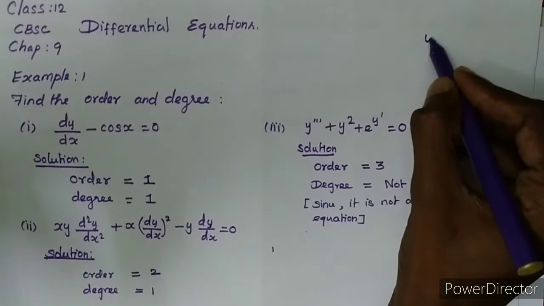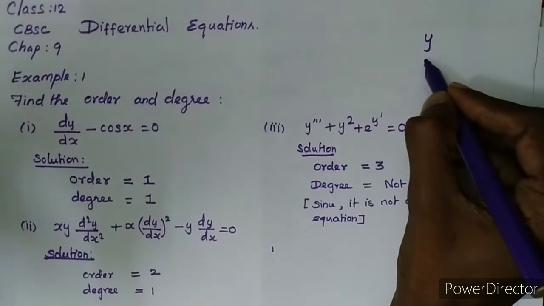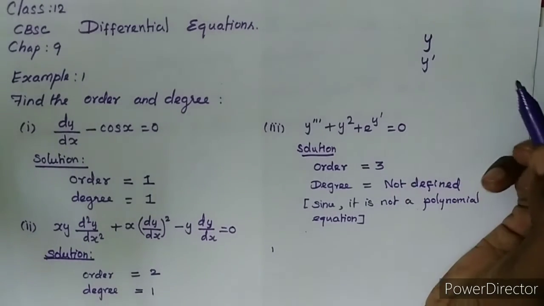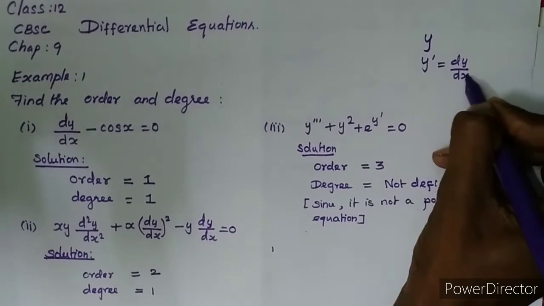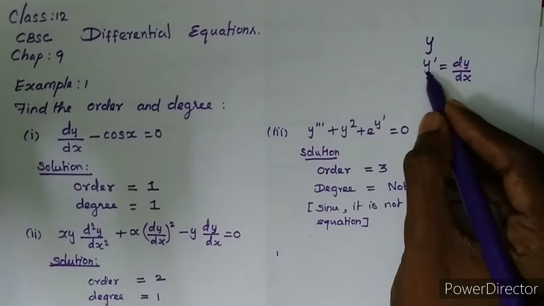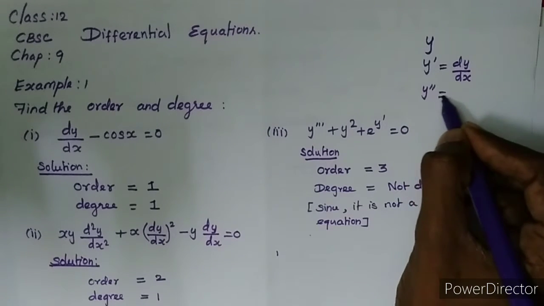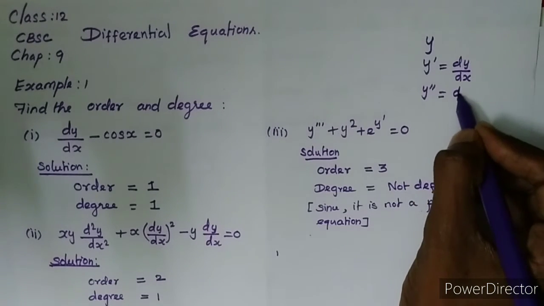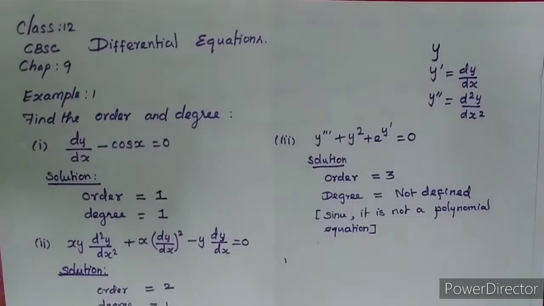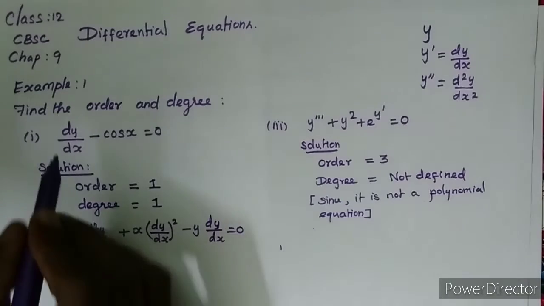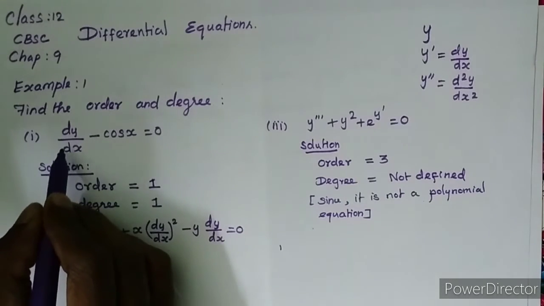if you imagine this is a normal function y, then y dash is called first order differentiation, or another way we can write dy by dx. Again differentiate y dash, that is called y double dash. This is called second order derivative, that is d square y by dx square. Similarly, we can write y triple dash, etc. Like this. Here it contains dy by dx.